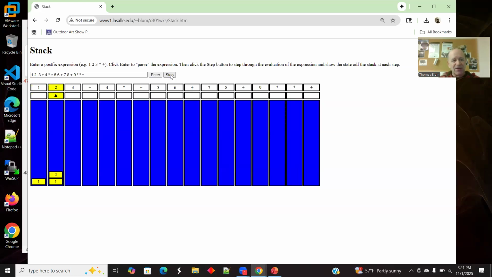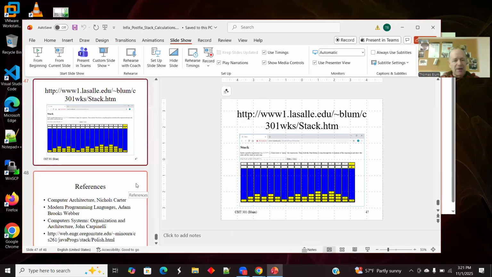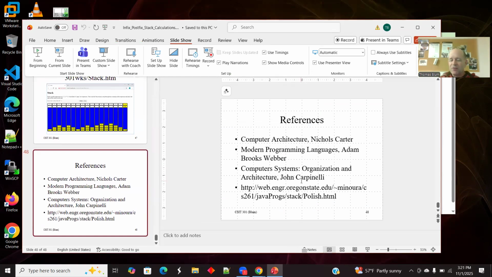So the 1 went on the stack, the 2 went on the stack, the 3 went on the stack. Operation. So the 2 and the 3 came off. I performed the addition. 5, 4 on, multiply, add, push data, perform operation, push data, perform operation, and so on through the remaining operations. Okay, so same thing, just this sort of lays out the whole history, if you will, and some references I had originally.